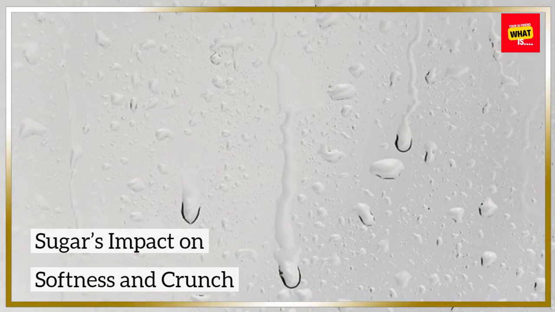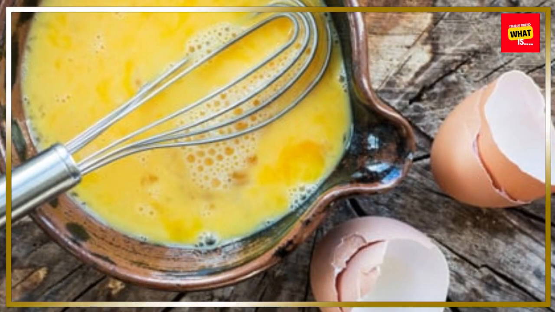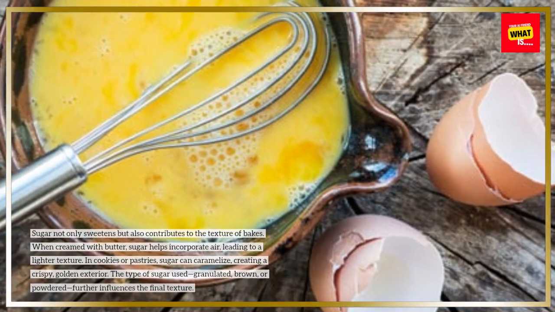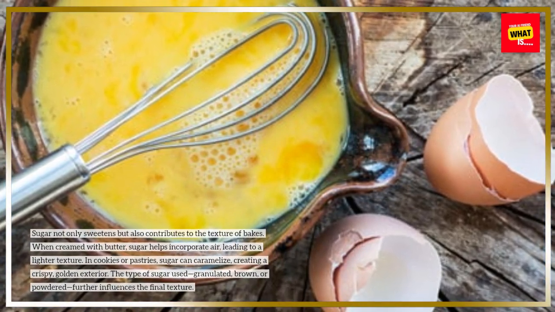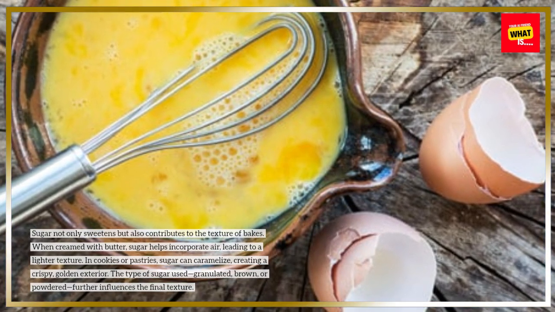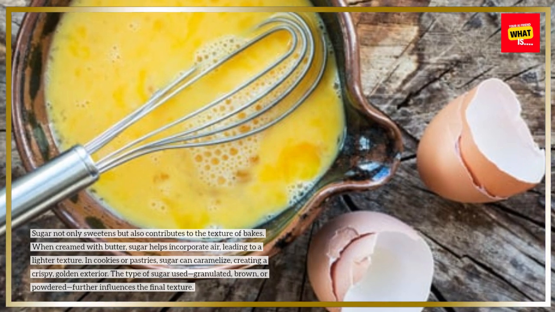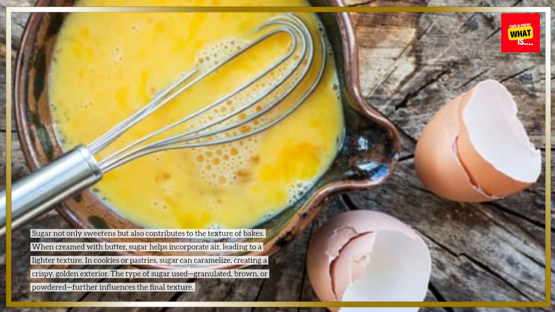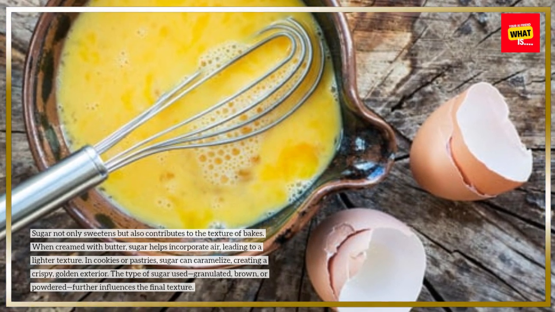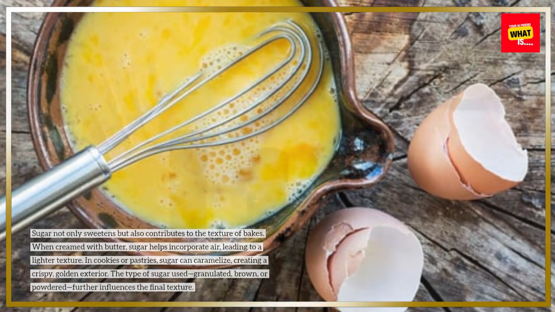Sugar's impact on softness and crunch. Sugar not only sweetens but also contributes to the texture of bakes. When creamed with butter, sugar helps incorporate air, leading to a lighter texture. In cookies or pastries, sugar can caramelize, creating a crispy, golden exterior. The type of sugar used, granulated, brown, or powdered, further influences the final texture.